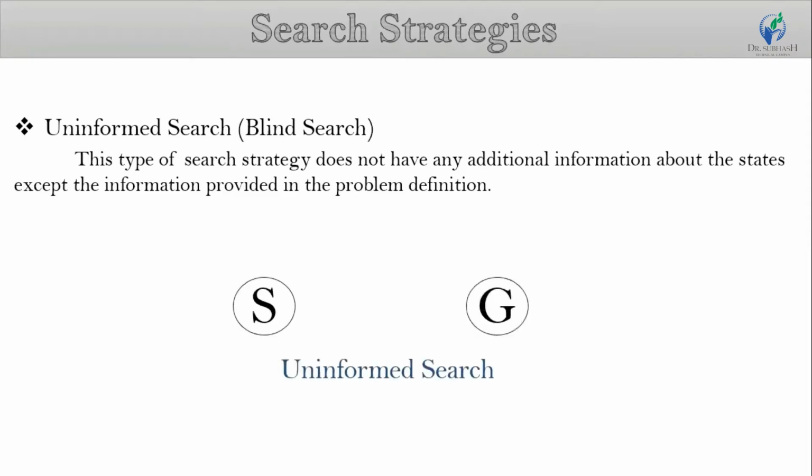I explain this with an example. If I have start state S, goal state G, and intermediate state A, with the help of the intermediate state we can reach the goal state. So, in uninformed search, we can only know at what cost we can reach from the start state to the intermediate state, but we cannot know at what cost the intermediate state reaches the goal state.